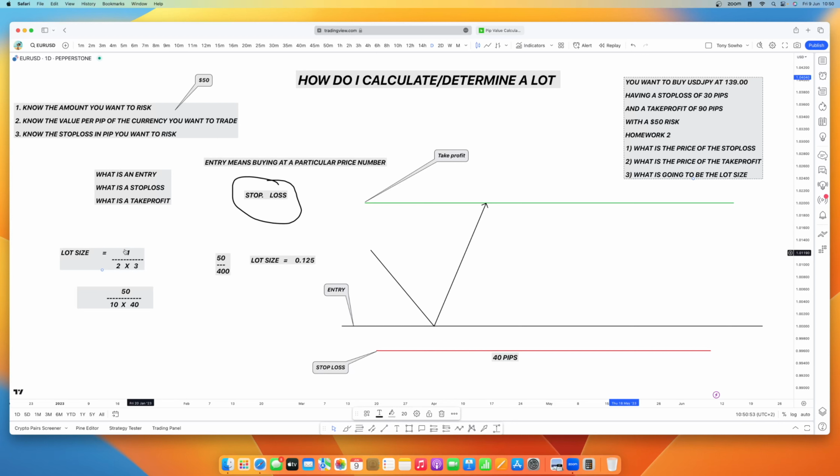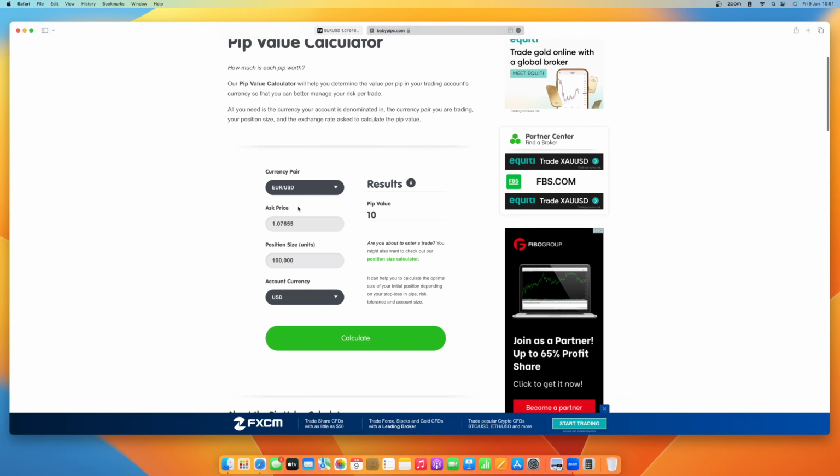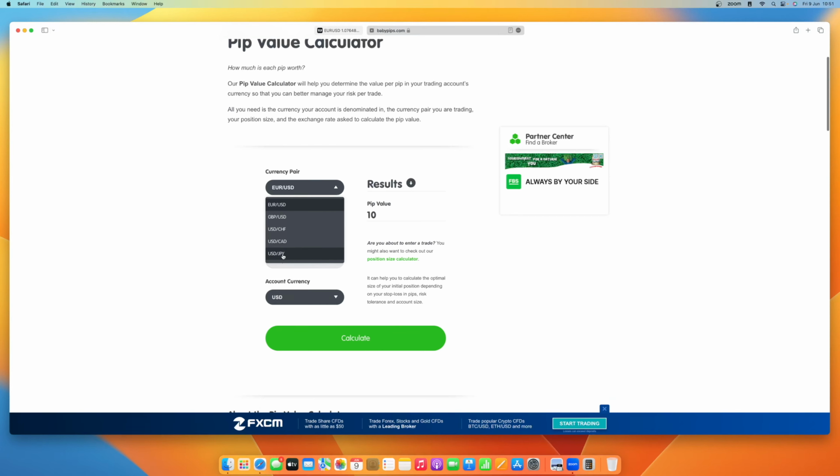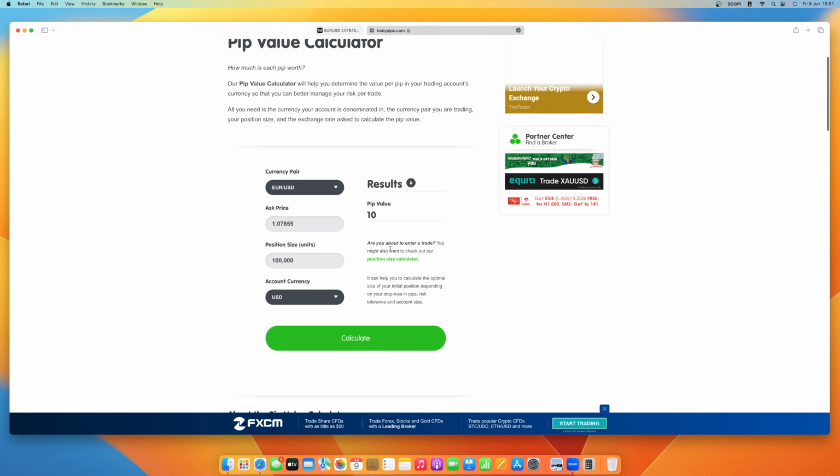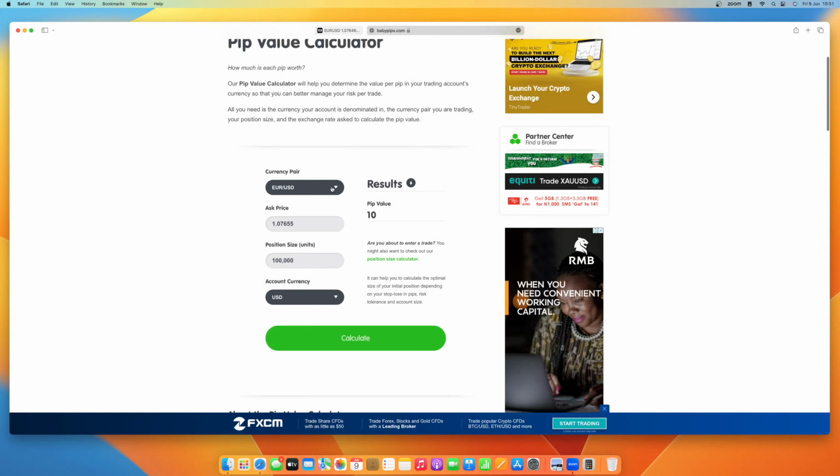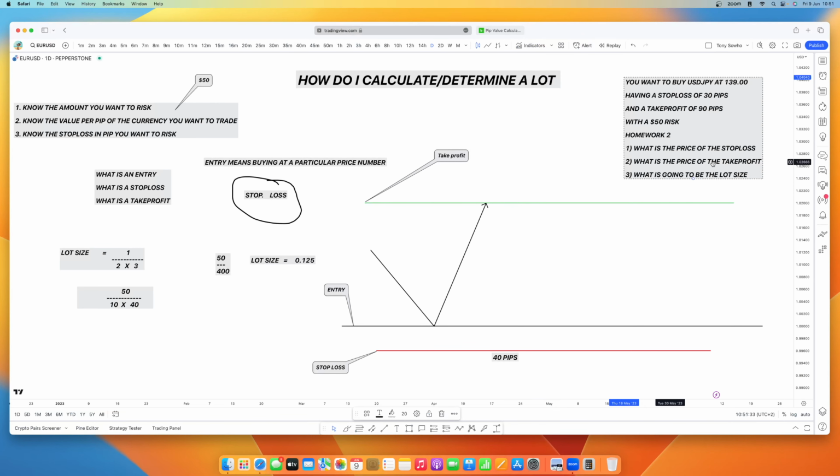So it's going to be 1 divided by 2 times 3. I've given you all the parameters for 1. Number 2 is know the value per pip you want to trade. So in order to get the value per pip for USD, I can just come to USD here and click on it. Position size is always at 100,000. I'm going to explain that to you later when I'm talking about MT4. And then you get your value per pip, and then you do the calculation and give me your answer. So this is your homework exercise 2.